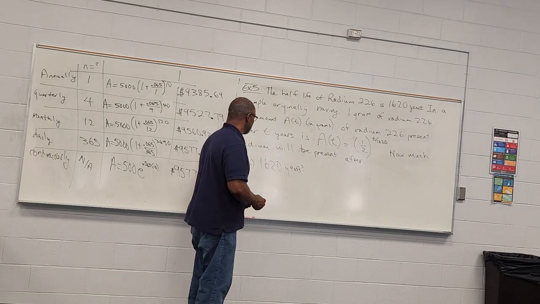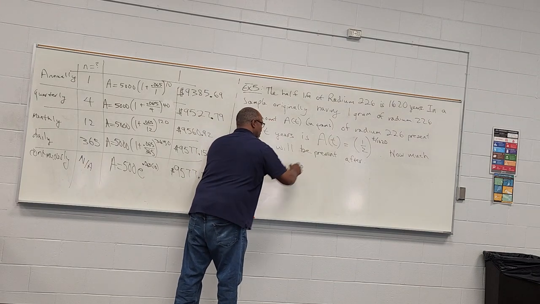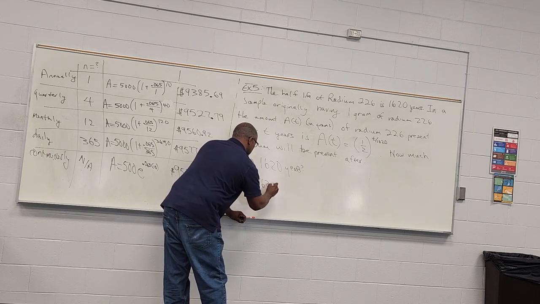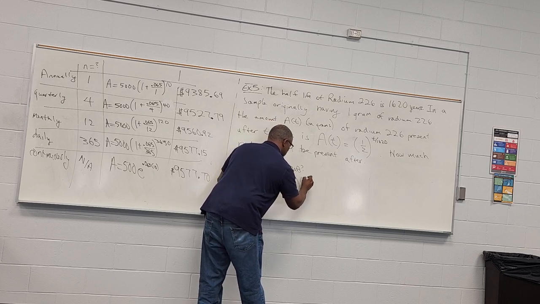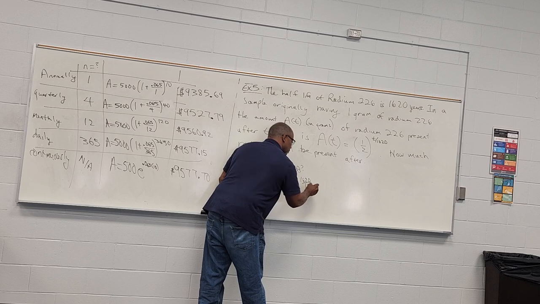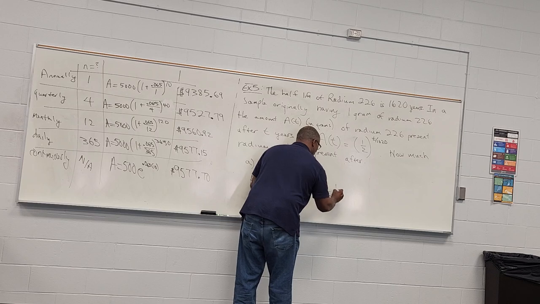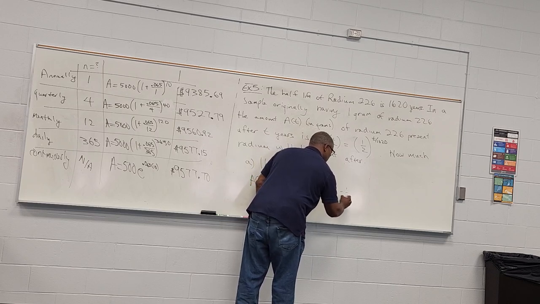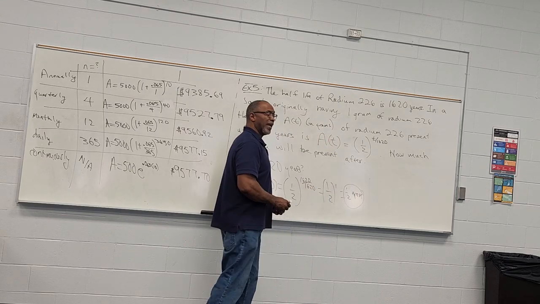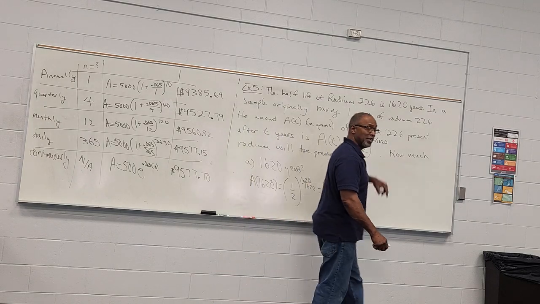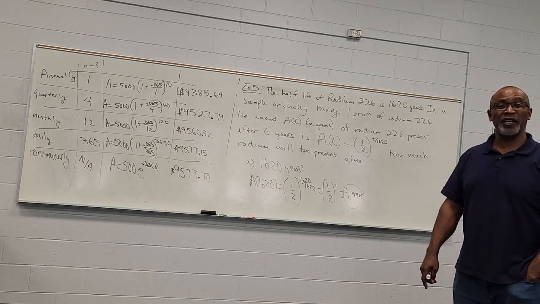How much radium will be present after 1620 years? So they gave me time. Time is 1620. Everywhere I have T, I'm going to put 1620. Because it's T over 1620, so 1620 over 1620. Well, that's just 1/2 to the 1, which is 1/2 gram. So I started out with 1 gram of radium 226, 1,620 years passed, and I've still got 0.5 gram left.